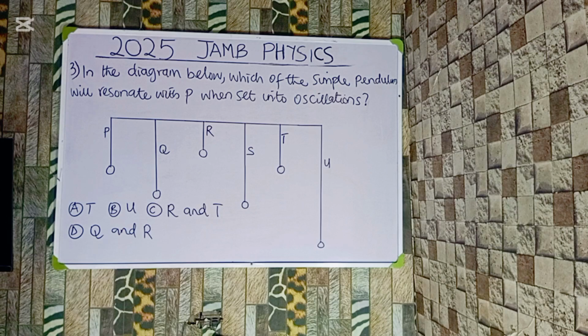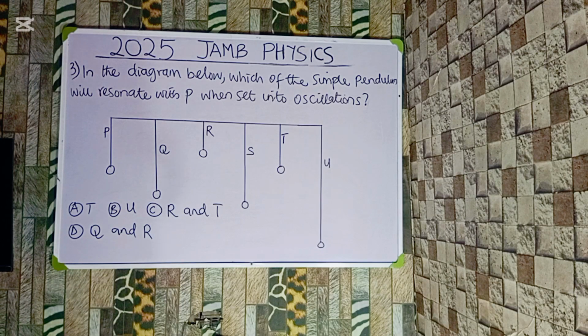In the diagram below, which of the following pendulums resonates with P when set into oscillations? We have pendulums P, Q, R, S, T, and U. And the options: option A is T, option B is U, option C is R and T, and option D is Q and R.